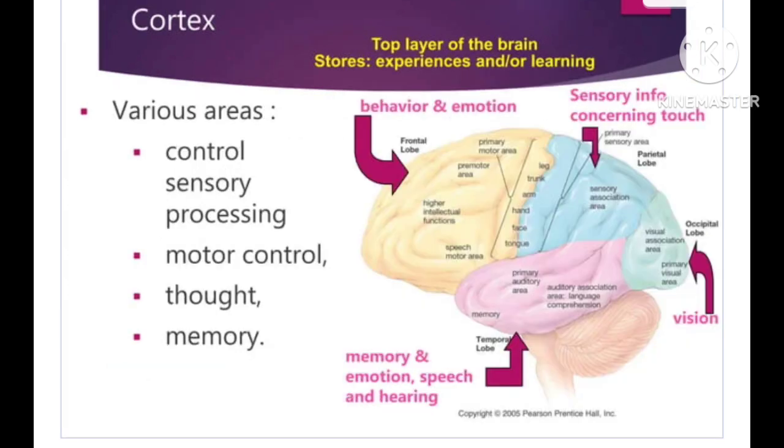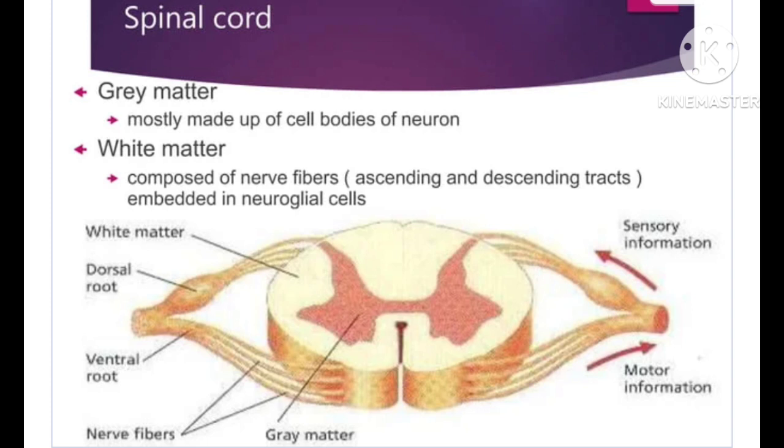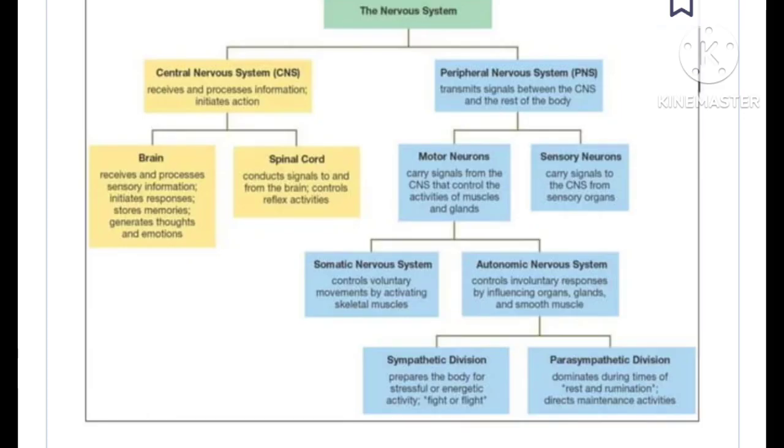Next is the cortex. The cortex controls various areas like sensory processing, motor control, thought and memory. You can see here in this picture. Clear? Next is the spinal cord. The spinal cord includes gray matter and white matter. Gray matter is mostly made up of cell bodies of neurons, and white matter is composed of nerve fibers, ascending and descending tracts embedded in neuroglial cells.